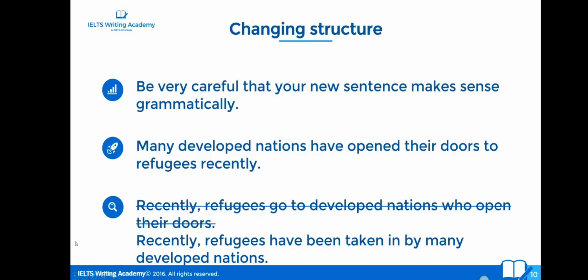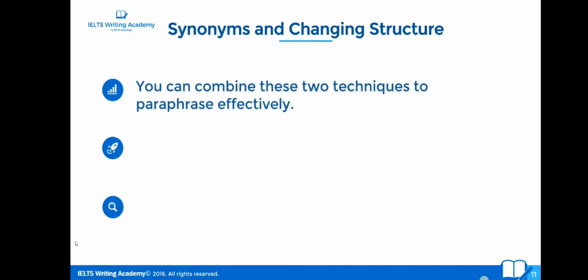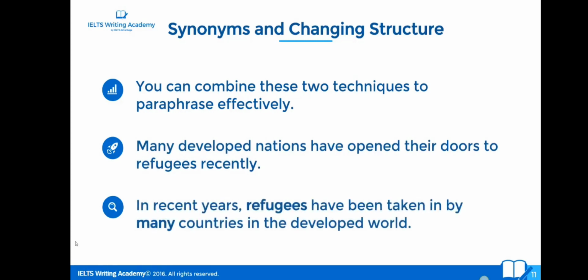So you can change the structure around like we've done here. You can change the synonyms around like we did in the one before, or you can combine both: synonyms and changing structure. You can combine these two techniques to paraphrase effectively. Many developed nations have opened their doors to refugees recently. In recent years, refugees have been taken in by many countries in the developed world.